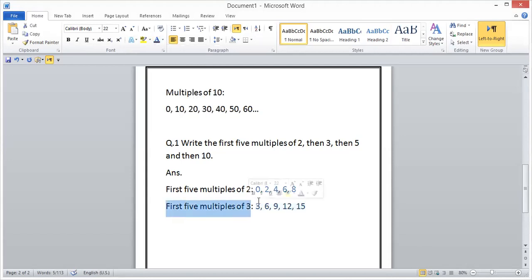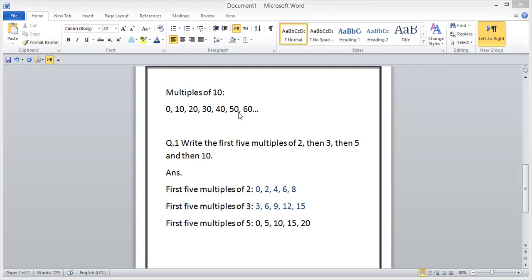Then we have to write first 5 multiples of 5. And for that, I'm going to take one more student, Majid. First 5 multiples of 5: 0, 5, 10, then 15, 20. That's very good. Thank you. So first 5 multiples of 5 are 0, 5, 10, 15, 20.